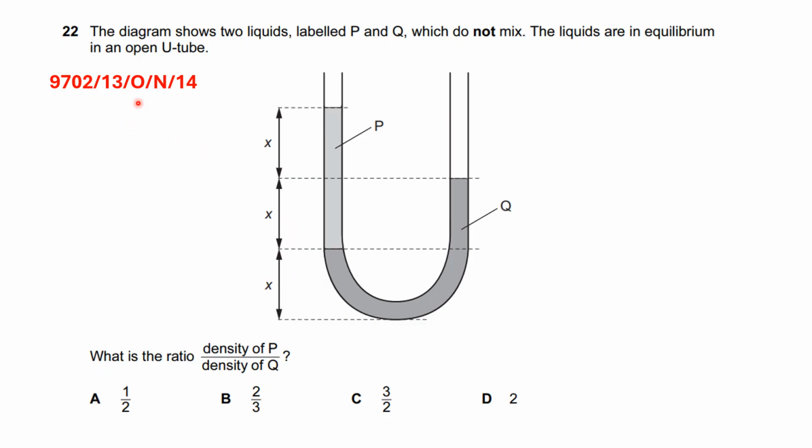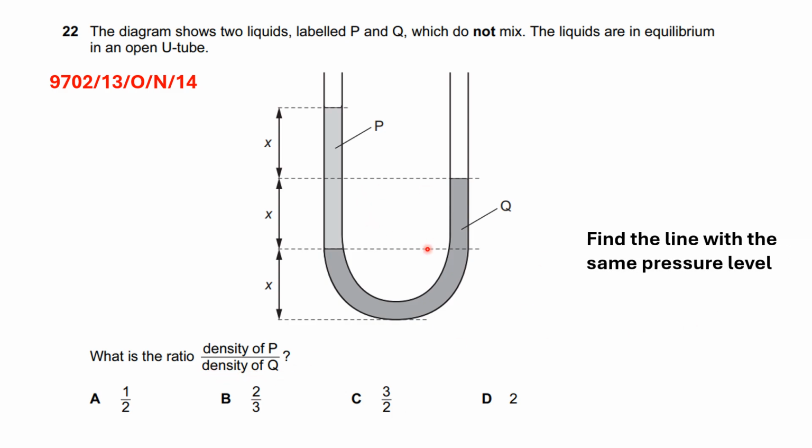The first question is from October-November 14, paper 13, question 22. The diagram shows two liquids, labeled P and Q, which do not mix. The liquids are in equilibrium in an open U-tube. What is the ratio density of P over density of Q?